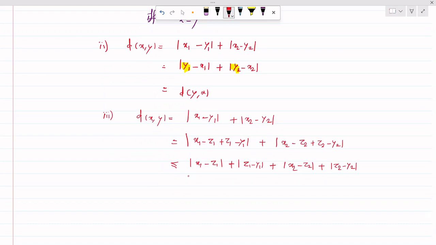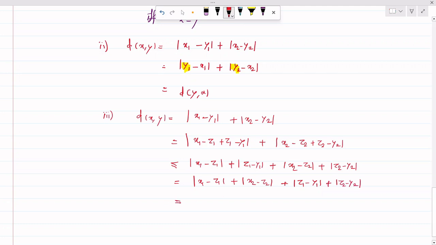So coordinates of x and z should have the first positions and then coordinates of z and y. So I will just shuffle these terms. Okay, so this is just mod of x1 minus z1 plus mod of x2 minus z2. And secondly, this is mod of z1 minus y1 plus mod of z2 minus y2.